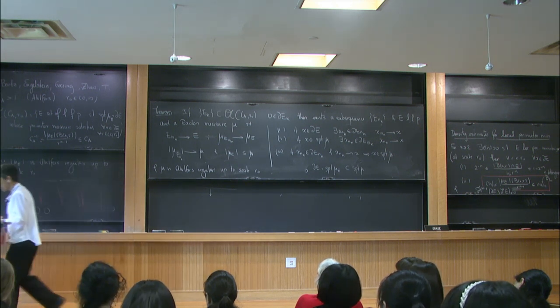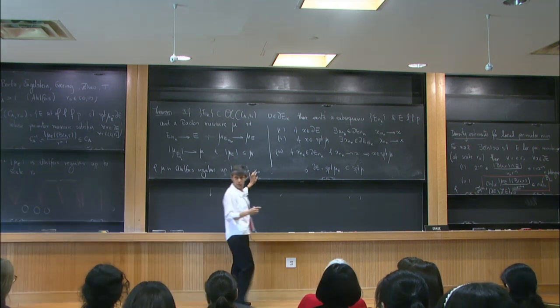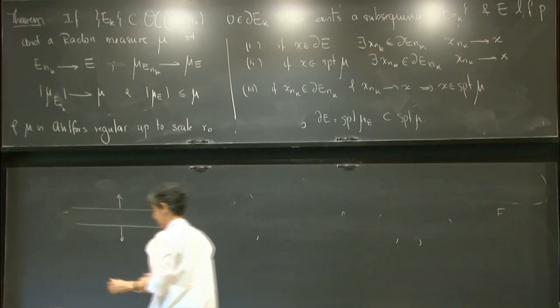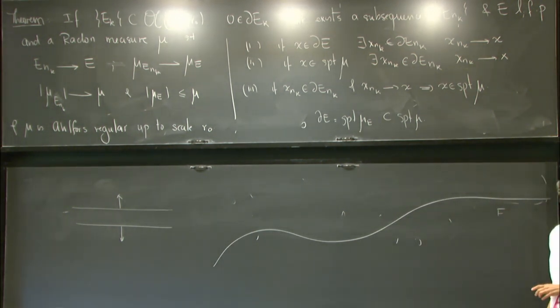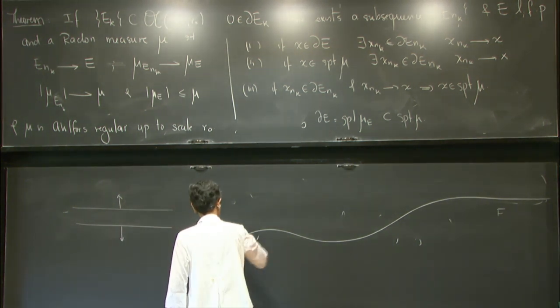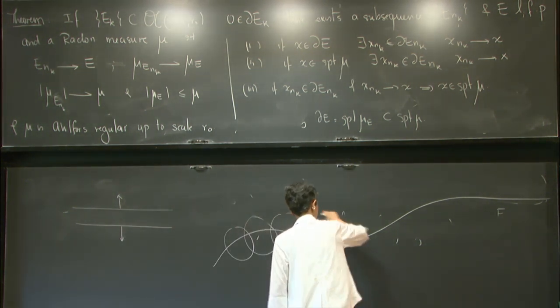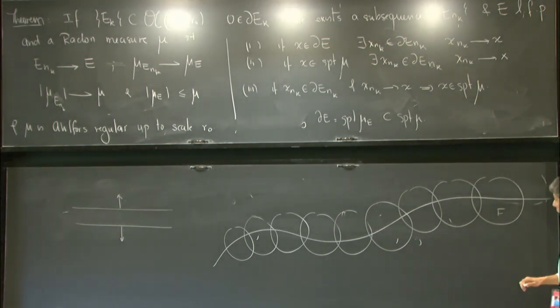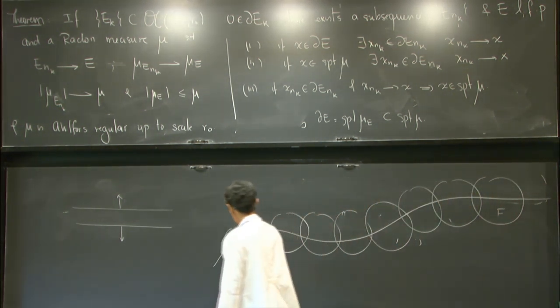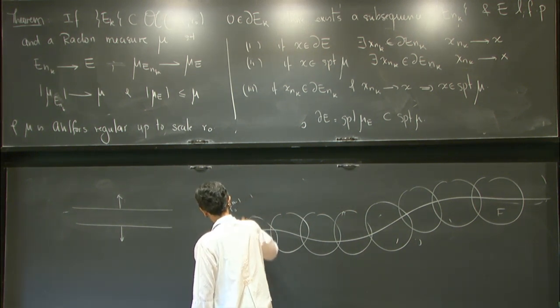I don't have time to prove it. Give me a minute and I'll draw the picture, okay? So here's the picture. This is my large ball. And I know that on small balls, balls of radius R0, my measure looks like R0 to the n minus 1. I cover my set by balls of radius R0, centered in the set. All the balls are exactly the same radius. And I know that this measure is like R0 to the n minus 1.